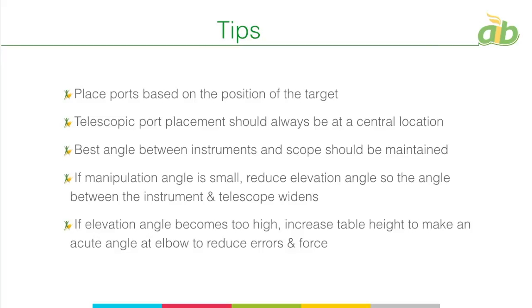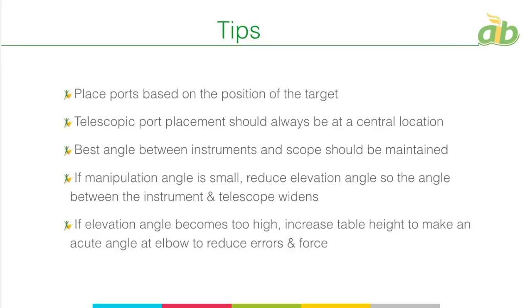That is a 30-degree azimuth angle between the telescope and the dominant hand, which is going to be the major operating hand. A non-dominant hand being 20 or 40 or 50 might be okay, to do a better performance than compromising on the azimuth angle of the dominant hand. What happens if the manipulation angle is smaller? Reduce the elevation angle so that the angle between the instruments and telescope widens, making your performance better. It's a small tip that can help you to overcome that.